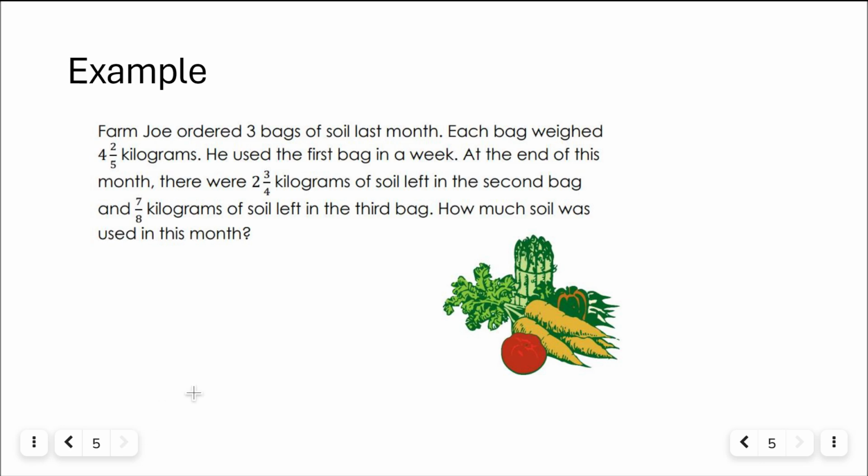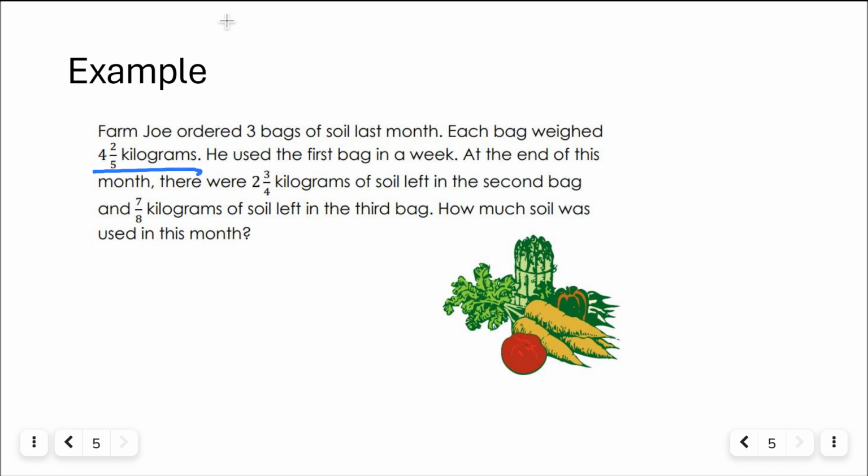And then finally, we have Joe. He orders 3 bags of soil last month. Each bag weighed 4 2/5 kilograms. He used the first bag in a week. At the end of the month, there were 2 3/4 kilograms left in the second bag and 7/8 left in the third bag. How much soil did he use all month?